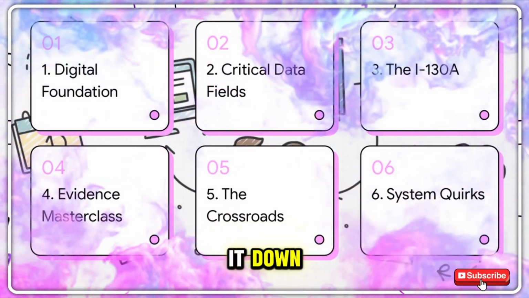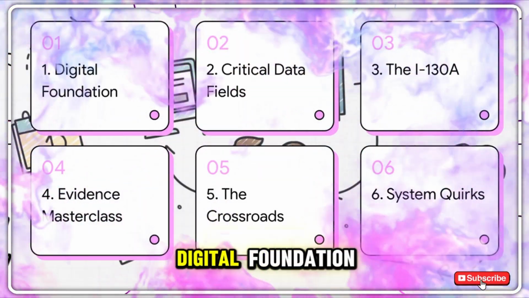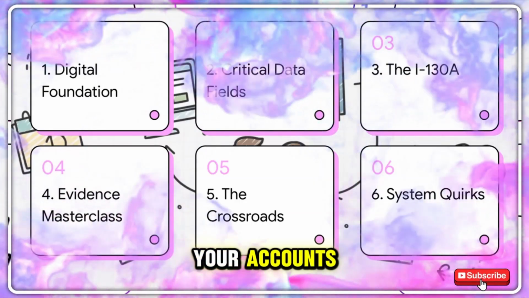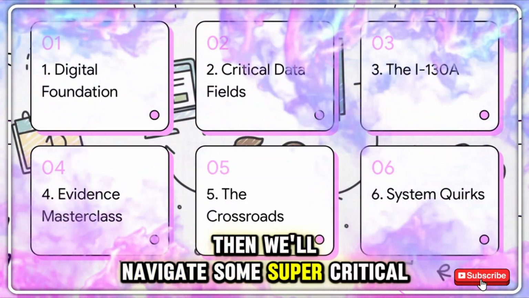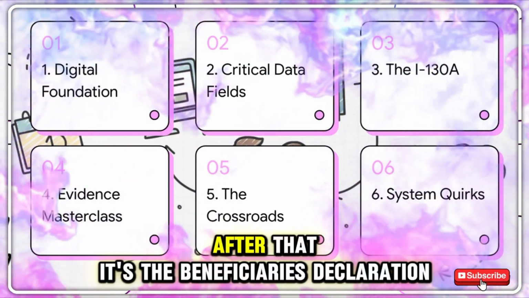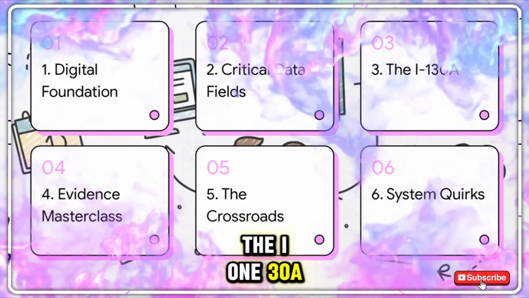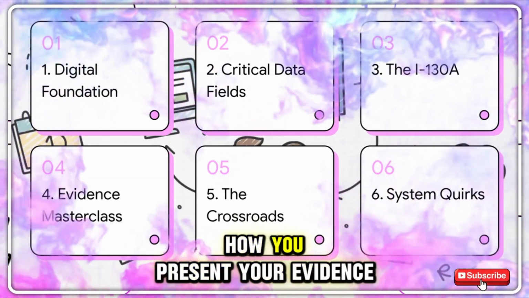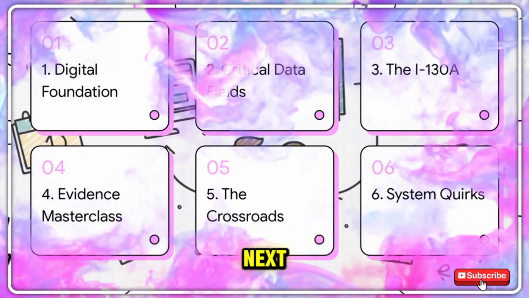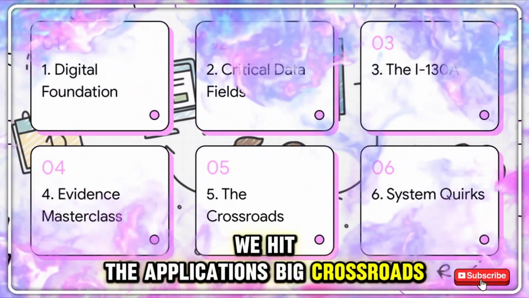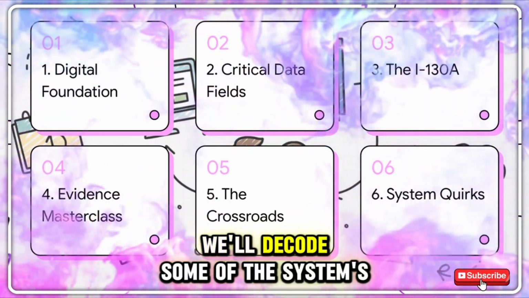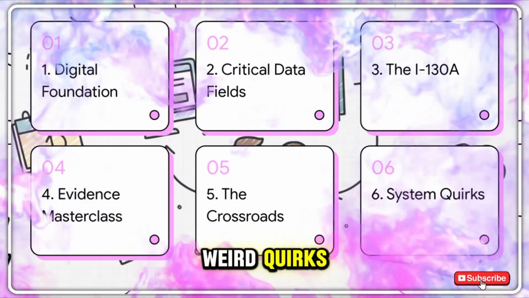Here's how we're going to break it down. First, we'll talk about the digital foundation, your accounts. Then we'll navigate some super critical data fields. After that, it's the beneficiary's declaration, the I-130A. Then a masterclass in how you present your evidence. Next, we hit the application's big crossroads. And finally, we'll decode some of the system's weird quirks.